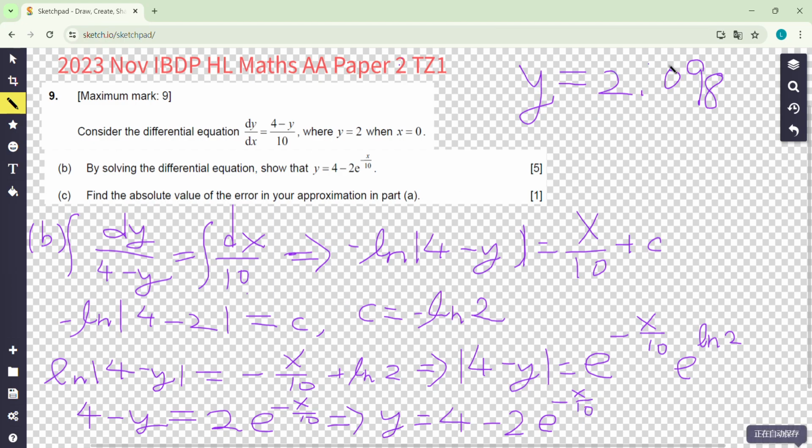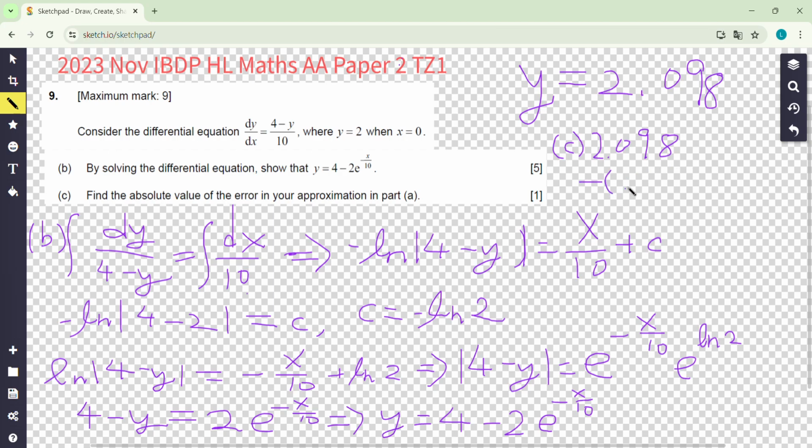C is easy. Remember we have the approximate value here. So, and then find the absolute value of the error. So this one minus that one, right? So it is 2.098. Remember you make a four figure answer, absolute. And then plug in the data 0.5, right?